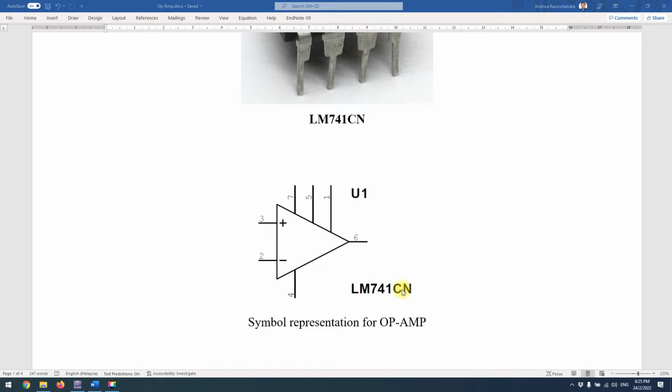For the LM741CN, there are actually different versions of these op-amps. But in Multisim, we'll just be using the 741, because I've realized that the LM741CN has some issues with the datasheets internally in Multisim. So therefore, I've decided to go with just the 741.